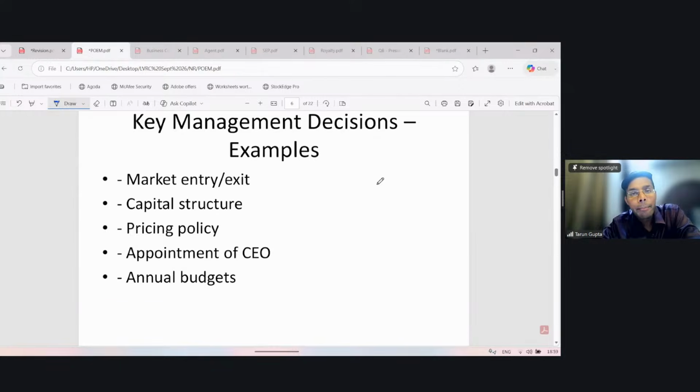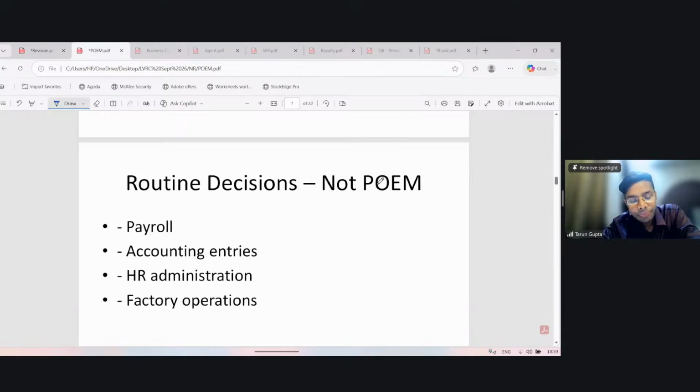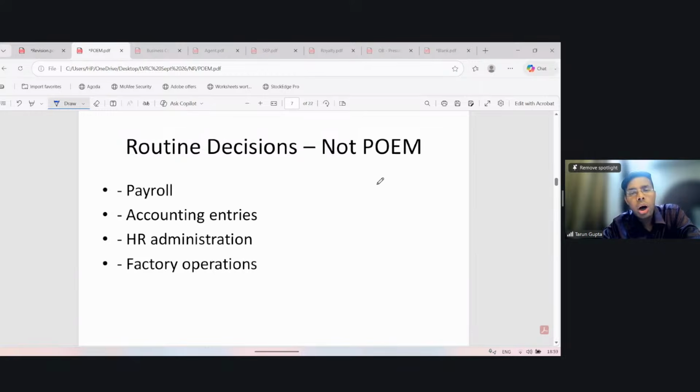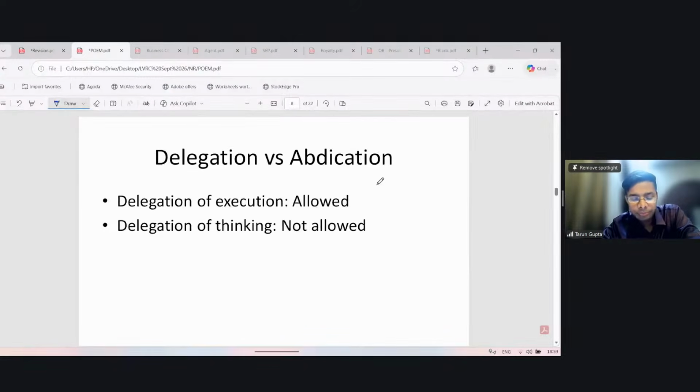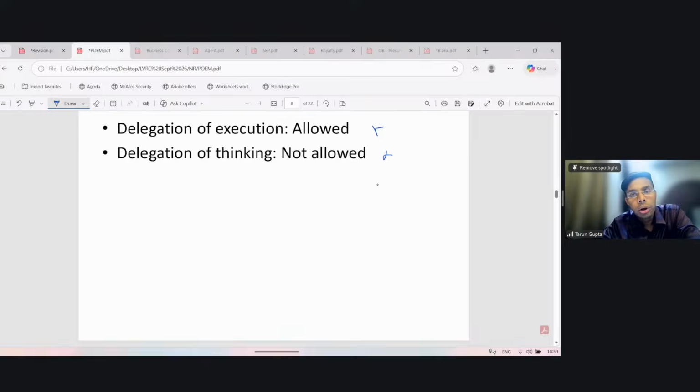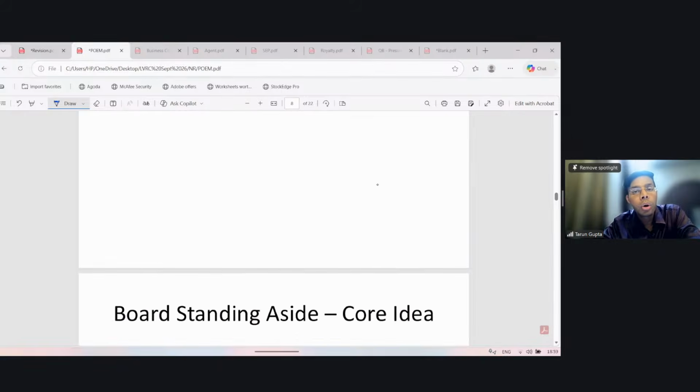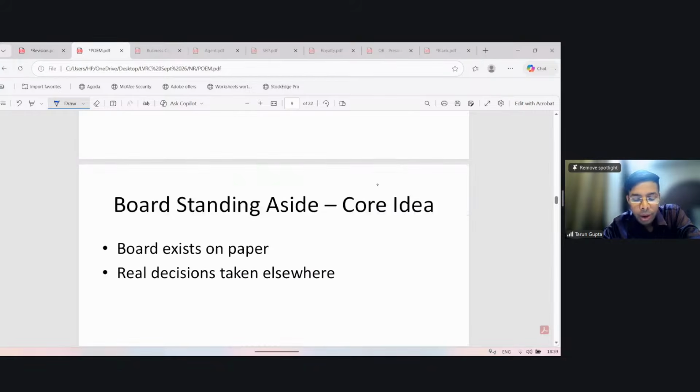Key management decisions mean market entry or exit, capital structure, pricing policy, appointment of CEO, and annual budgets. Routine decisions which are not relevant for POEM are payroll, accounting, HR, or factory operations. Delegation of execution is allowed, but delegation of thinking is not allowed. So if there is delegation of thinking, delegation of decision, then the authority who is actually taking the decision shall be the authority relevant for POEM.